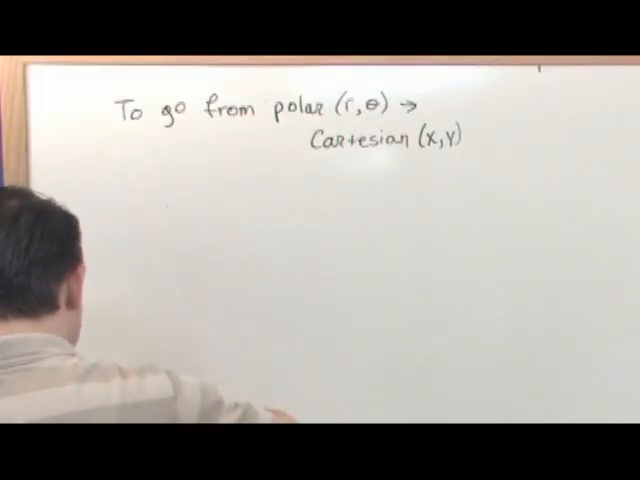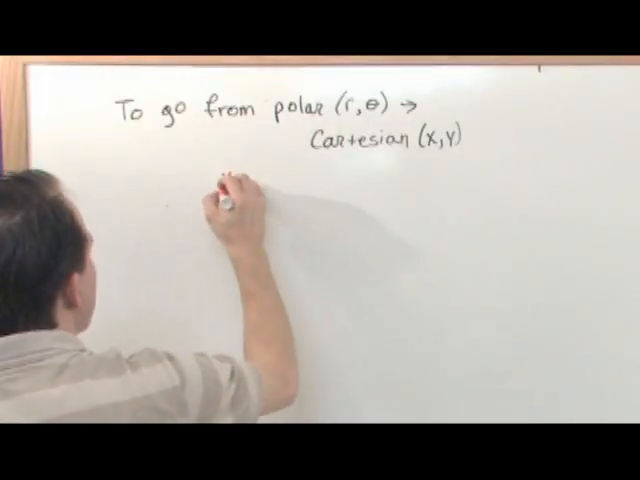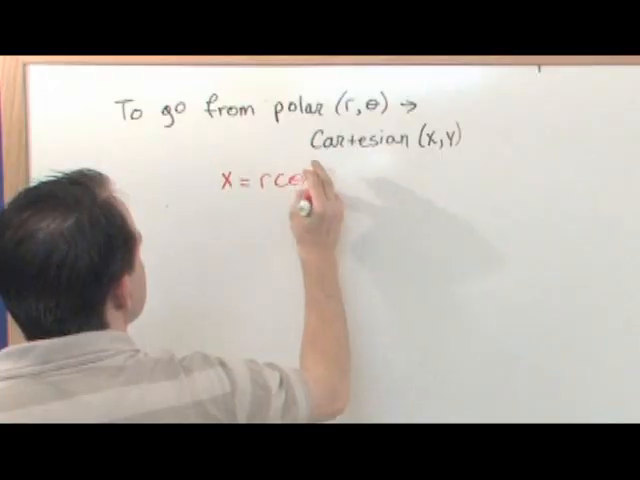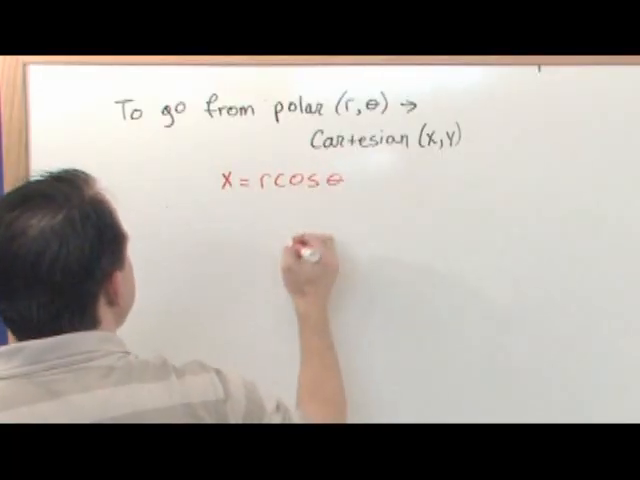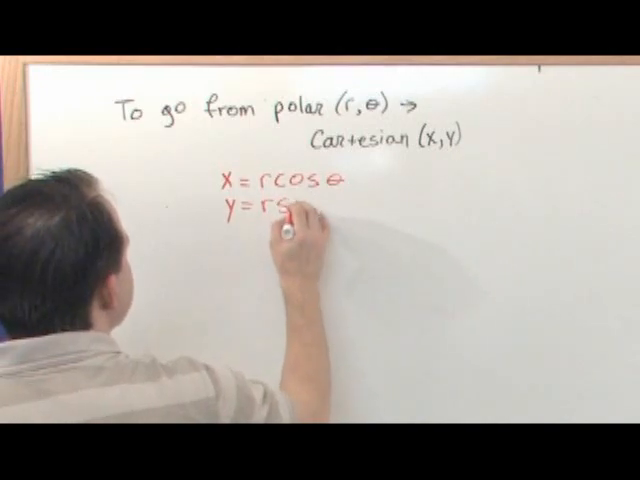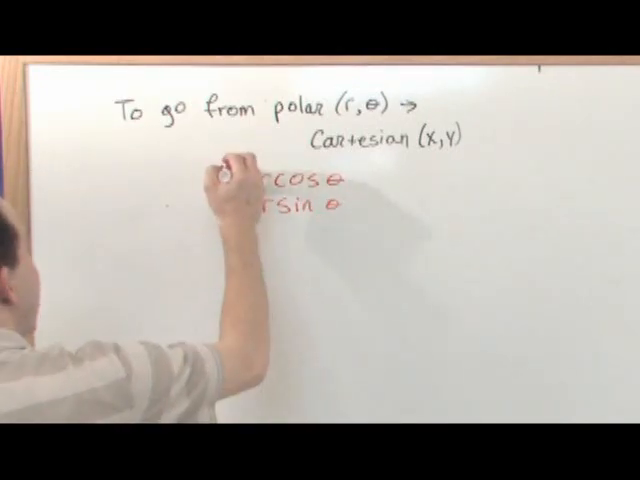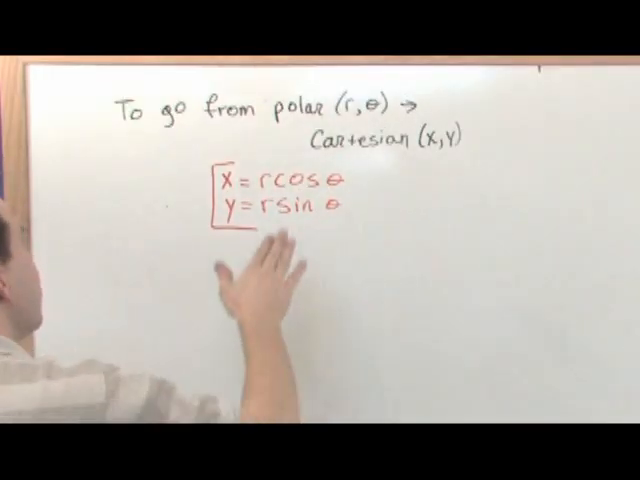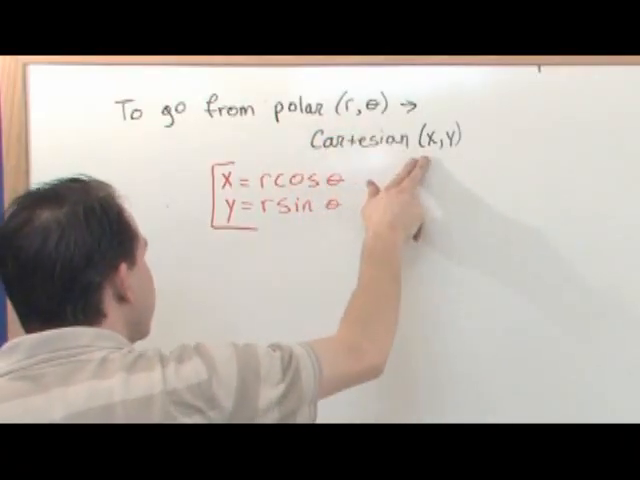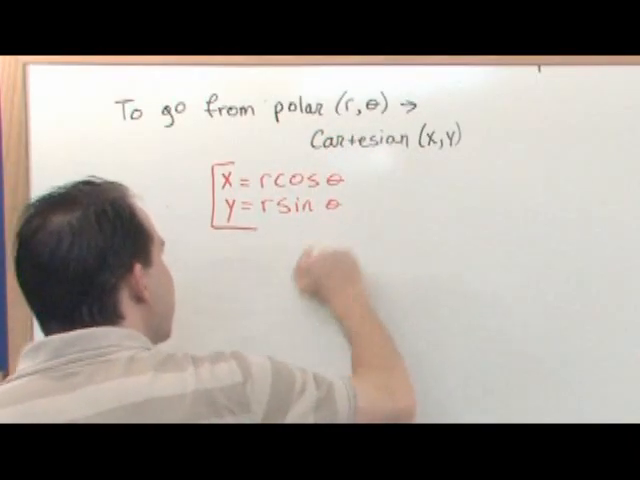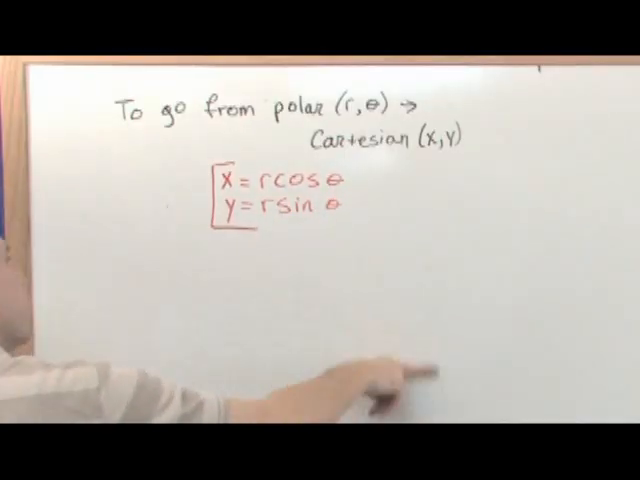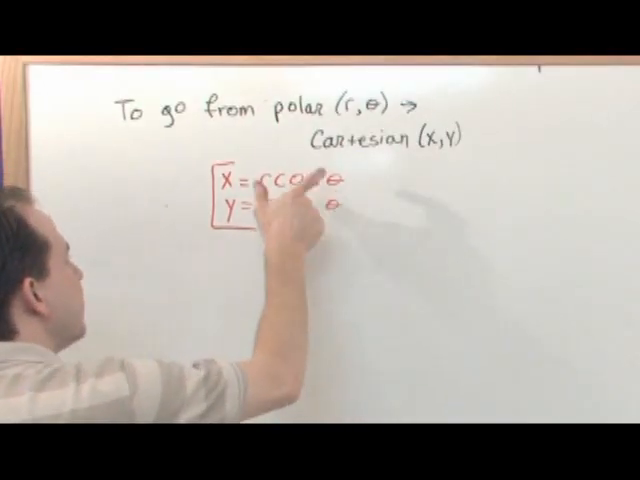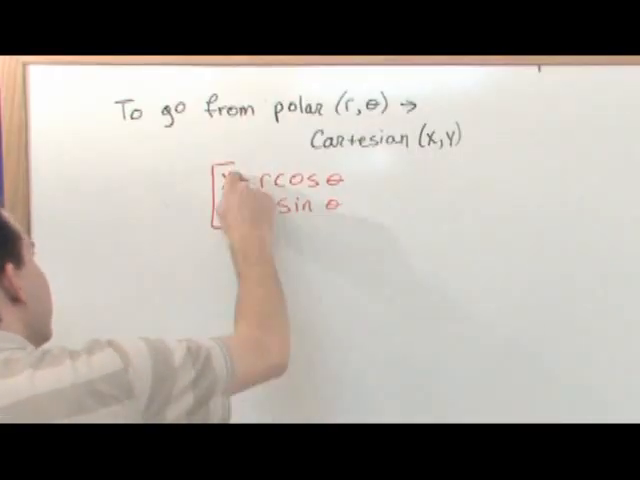The x coordinate, I'll change colors here just to make it clear, is going to equal r times cosine of theta, and the y coordinate is equal to r times the sine of theta. That's all you have to do to convert from polar coordinates to rectangular or Cartesian coordinates. If I'm given a polar value, I know what r is, so I know the distance from the origin, and I know the angle from the x-axis, either positive or negative. I just plug it in here and get an x, and plug it in here and get a y, and that's the corresponding x and y.